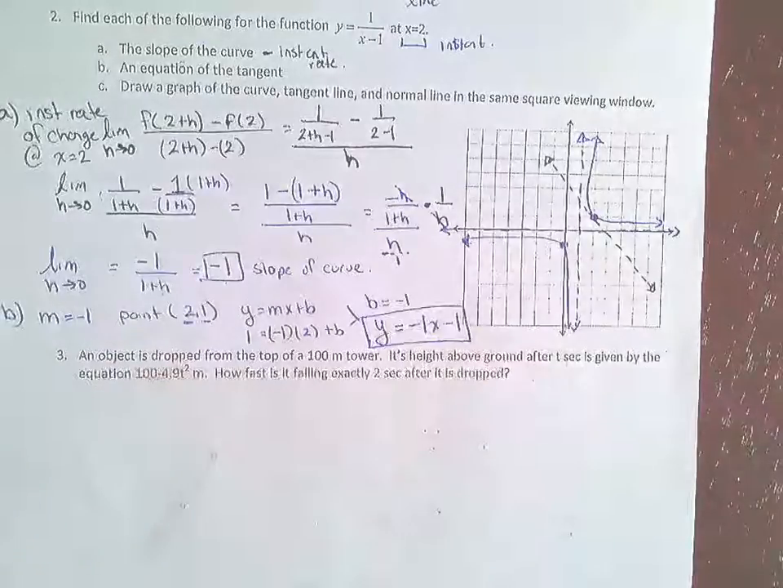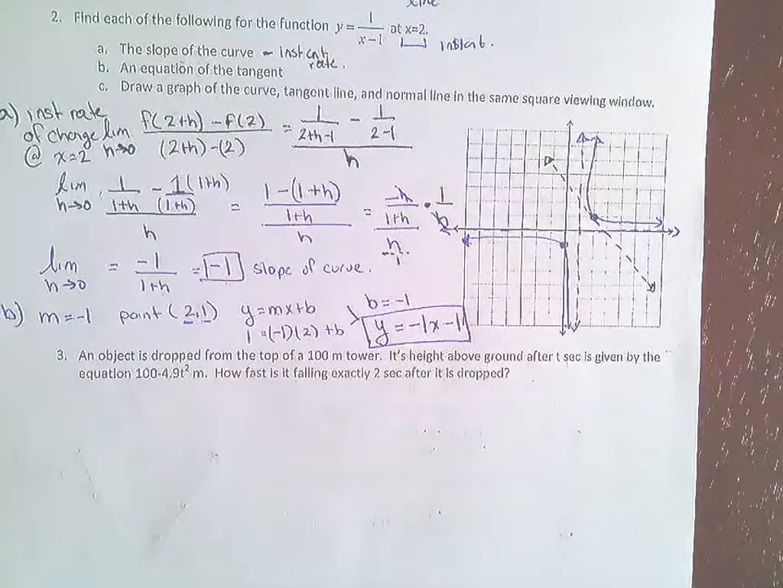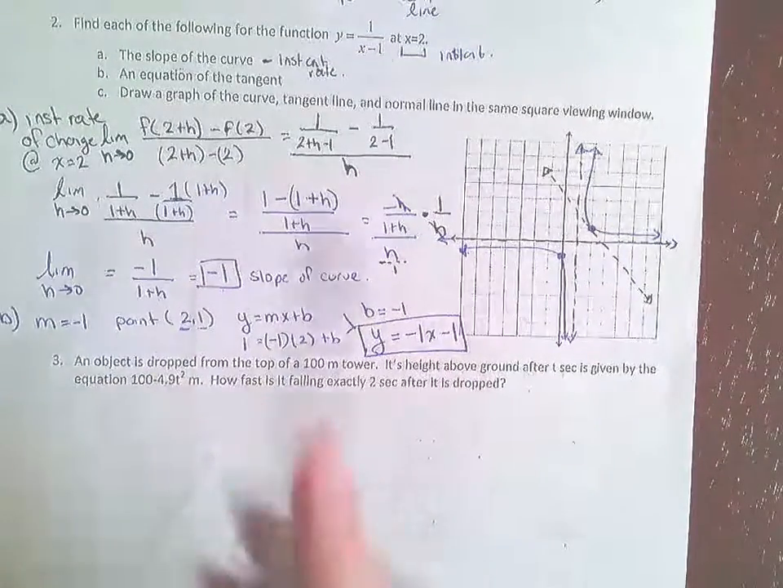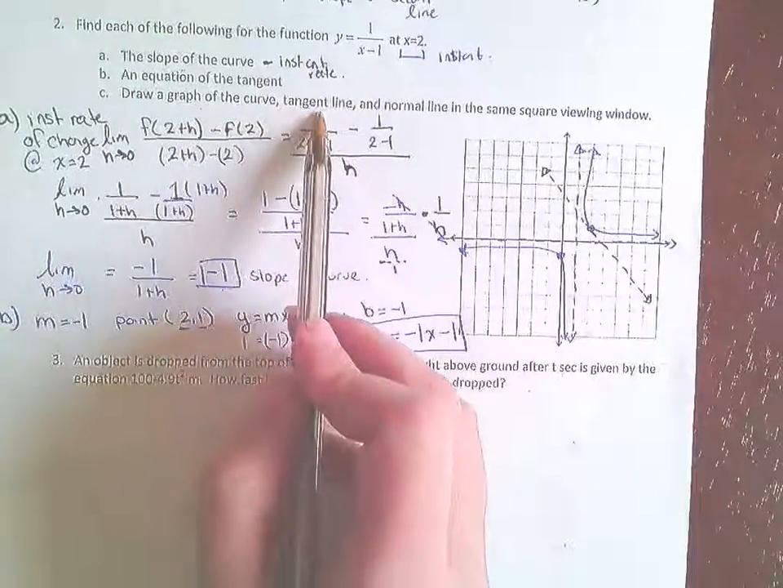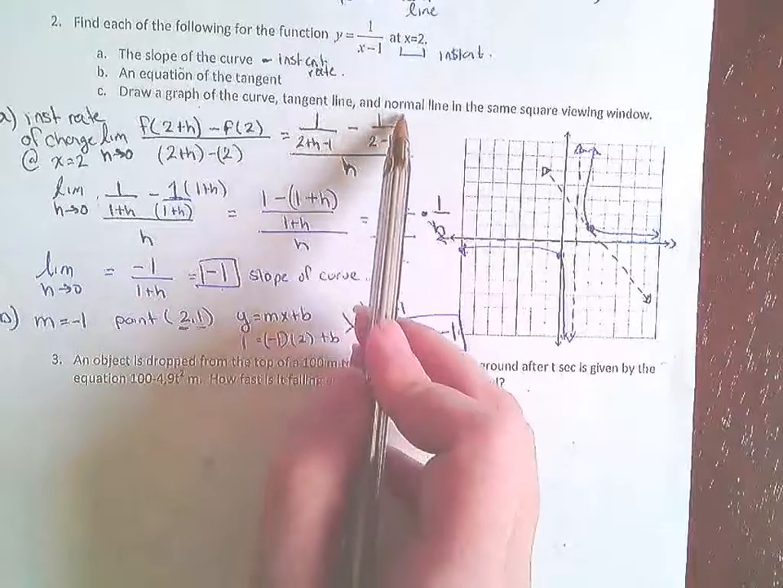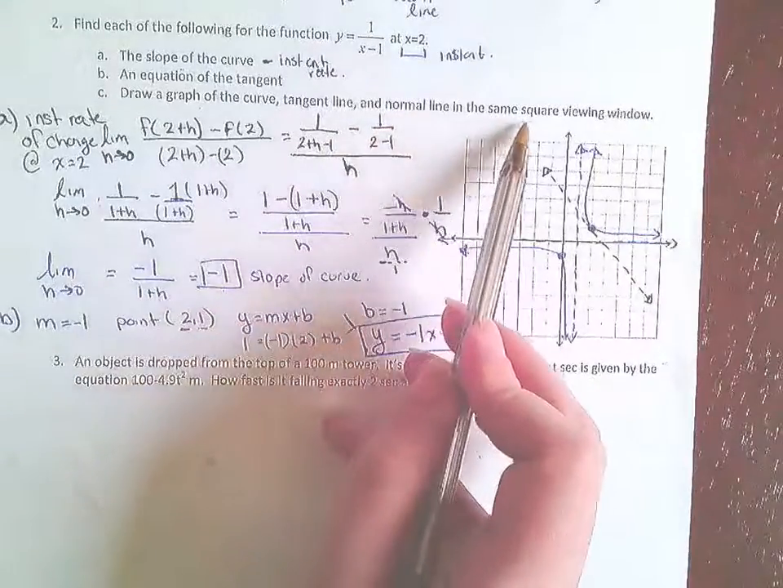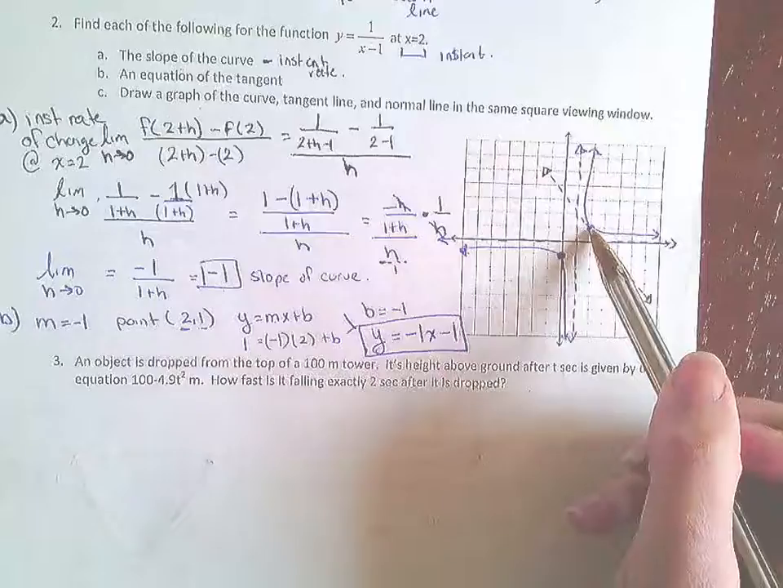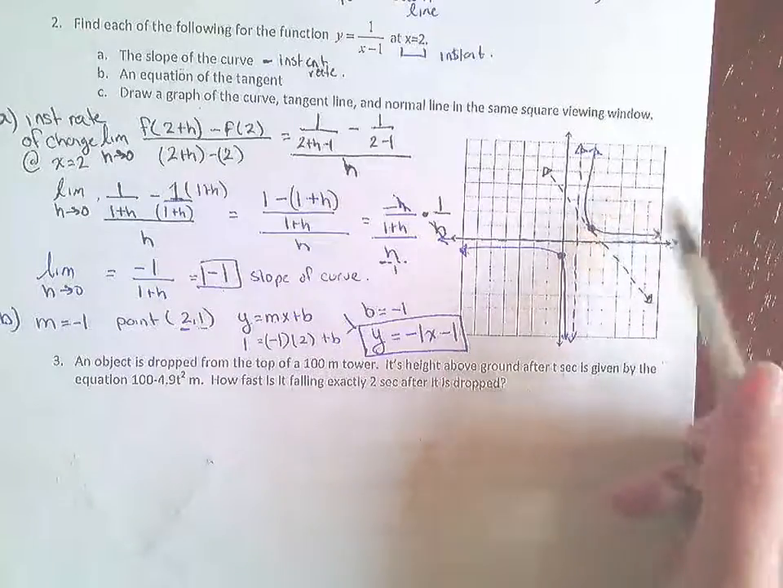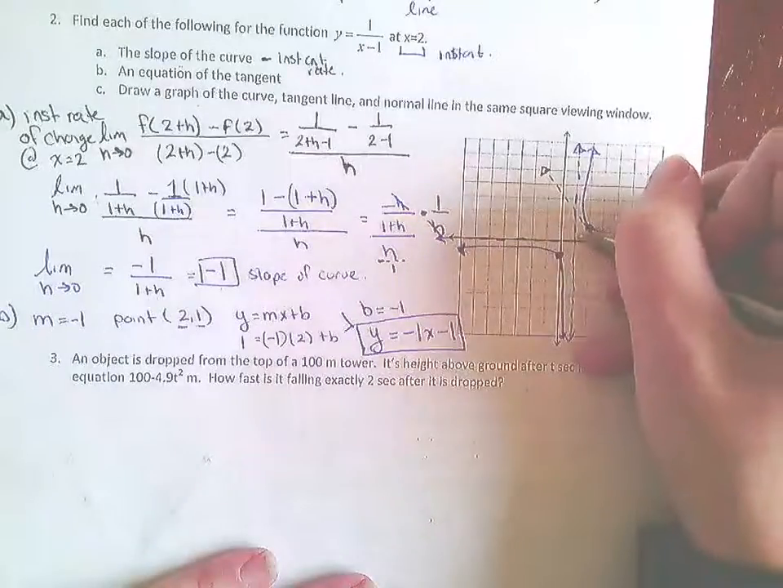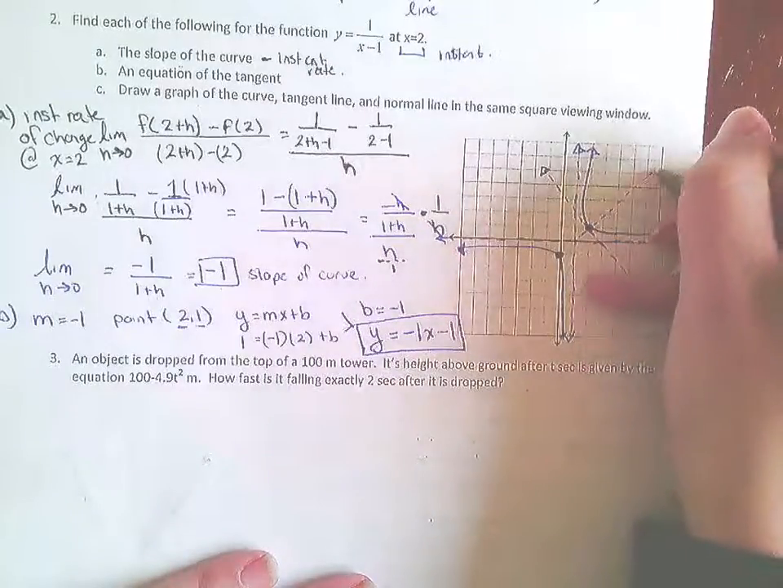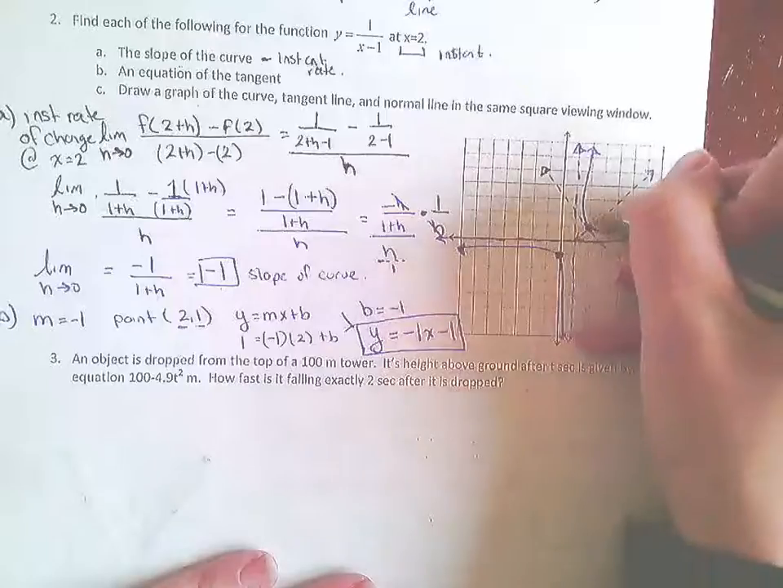And then C says draw a graph of the curve. Draw the graph of the curve, which we already did. We drew the tangent line. And now I'm going to draw the normal line in the same square viewing window, which means right over here. So remember, the normal line is going to be perpendicular to our tangent line. So there's my normal line.